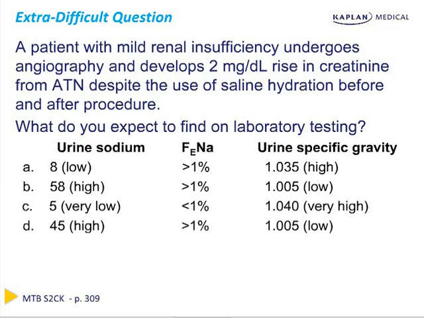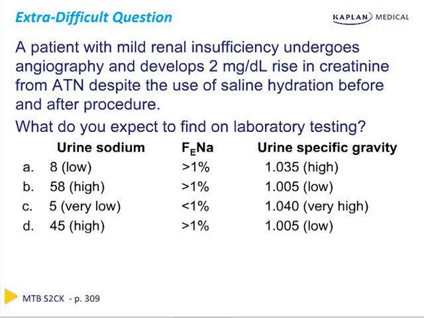A low urine-specific gravity correlates with dilute urine, and a high urine-specific gravity correlates with very concentrated urine. So, what is this question really asking? This question is asking, where does contrast-induced nephropathy fit in? What category is it in?